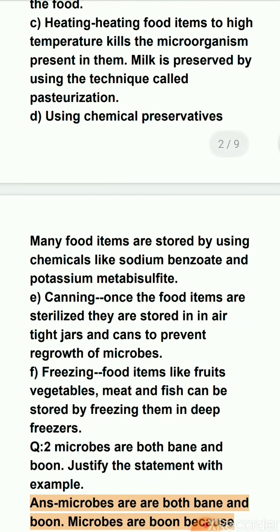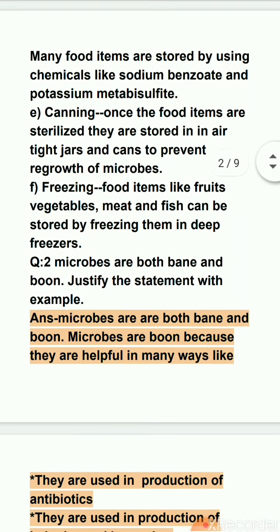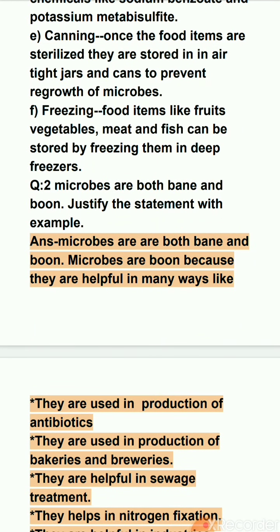Using chemical preservatives. There are certain chemical preservatives that help to preserve our food, like sodium benzoate and potassium metabisulfite. Canning: once the food items are sterilized, they are stored in airtight jars and cans to prevent regrowth of microbes. You must have bought food items in cans. They are first sterilized and then stored in airtight containers so that no growth of microbes takes place.